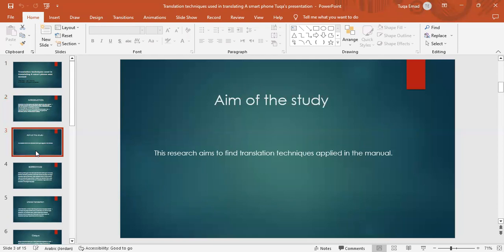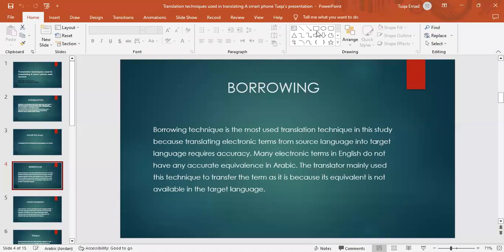The study aims to find translation techniques applied in the manual and study them. There are some translation techniques that a translator can usually employ. Different experts propose different techniques of translation. In this study, we only focus on some techniques proposed by Molina and Albir 2002 that the translator of our object of the study has used in translating the user manual.